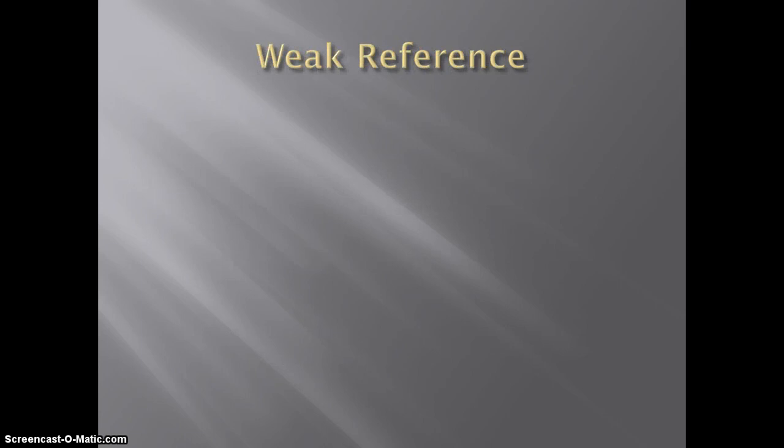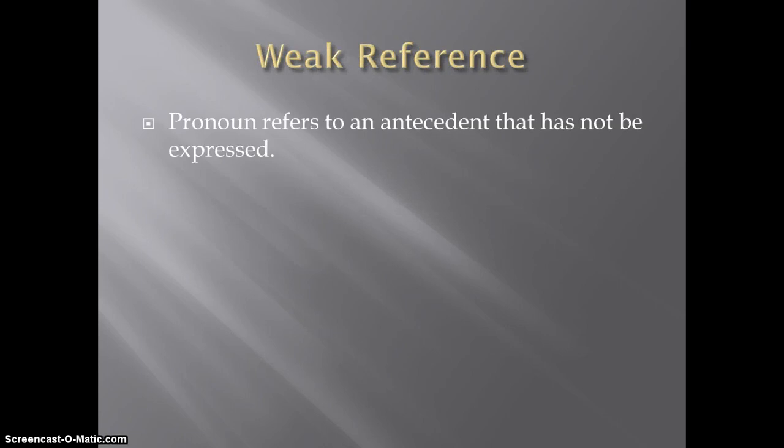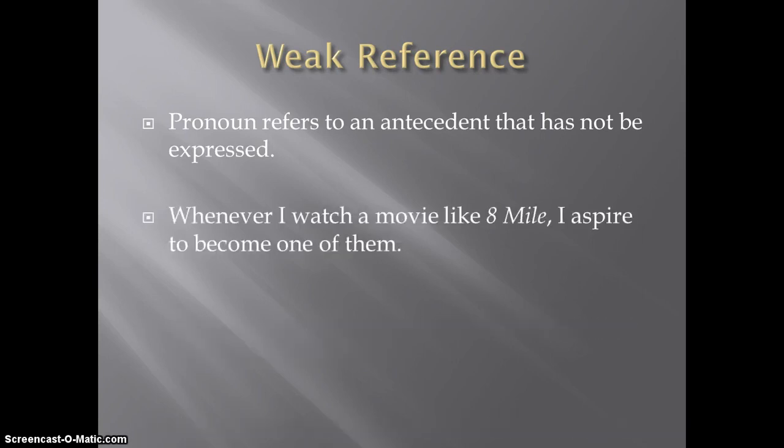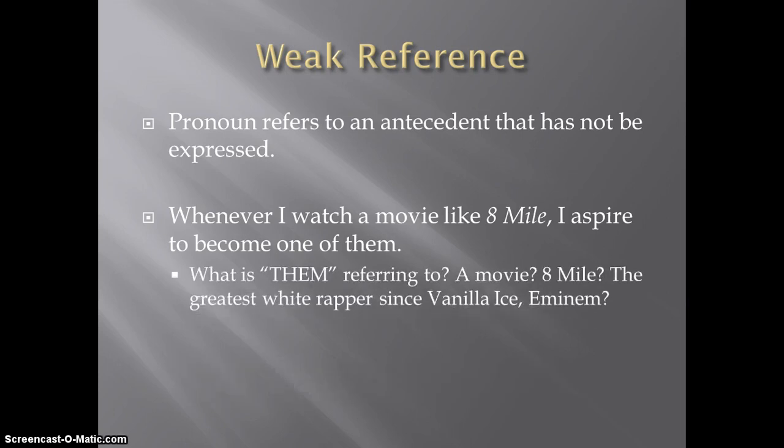A weak reference. A weak reference is when a pronoun refers to an antecedent that hasn't been fully expressed. It's not fully clear what the antecedent is. For example, whenever I watch a movie like 8 Mile, I aspire to become one of them. Well, who is them? Is it a movie? That's what you want to become, a movie? Do you want to become 8 Mile? Do you want to become the greatest white rapper since Vanilla Ice, Eminem?